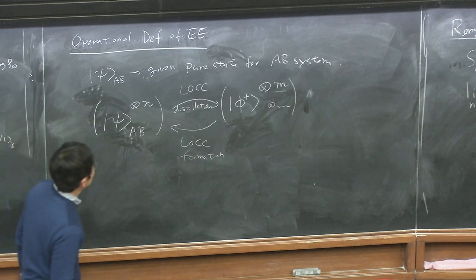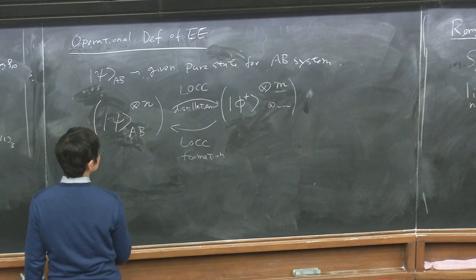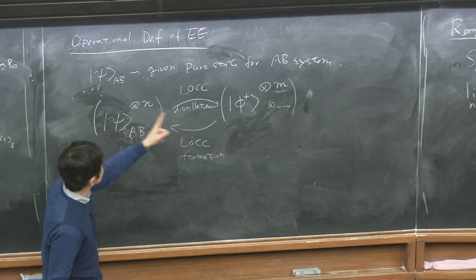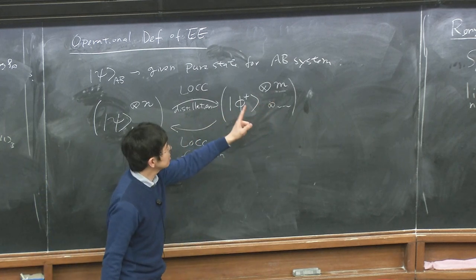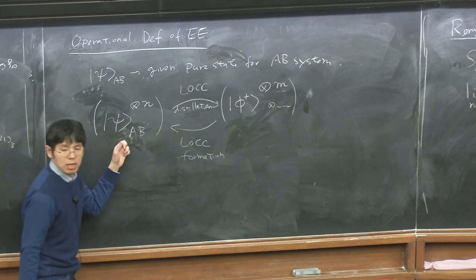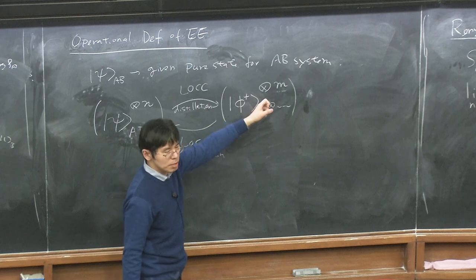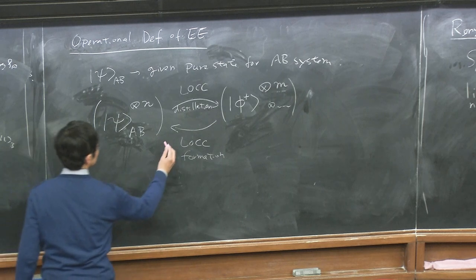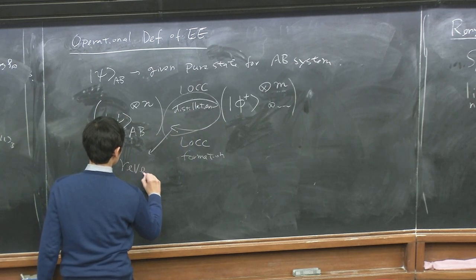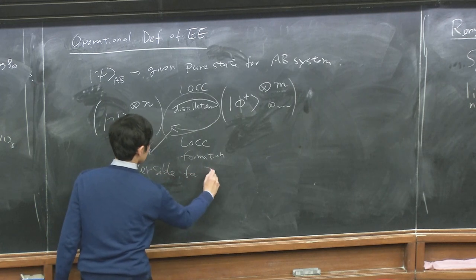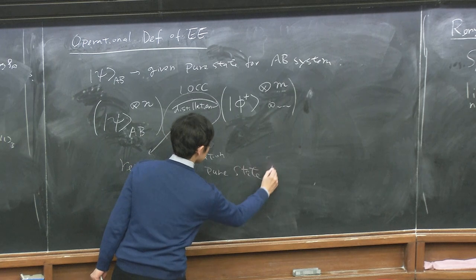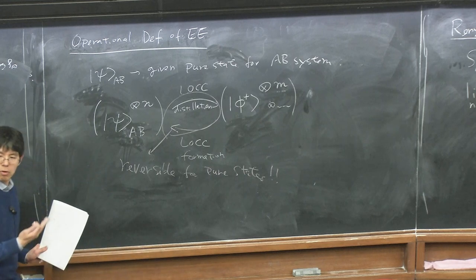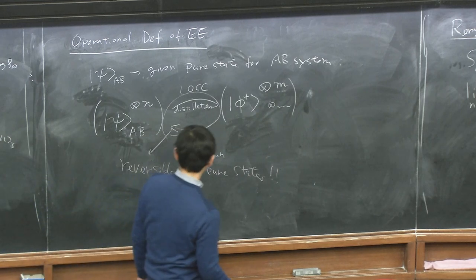This is the original system. But the good thing about pure states is that these two are reversible. If you get some maximum number m by LOCC, and we assume the same number, we can reconstruct the original system, and if we decrease the number a little bit, then we no longer have the correct system. So the important point is that this is reversible for pure states. This is a quite famous known fact in quantum information. If we think about mixed states, this is no longer true, so that has a problem. But for pure states, this is very good.